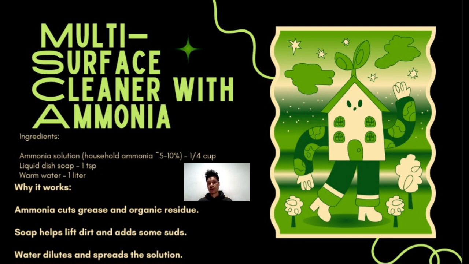And here we have the ammonia that we use at 5 to 10%, with 1 quarter cup, and the liquid soap, 1 teaspoon, and also warm water, 1 liter. How do we know it works? Ammonia cuts grease and organic residues, and the soap helps lift the little dirt and adds some shine. And the water dilutes and spreads the solution.